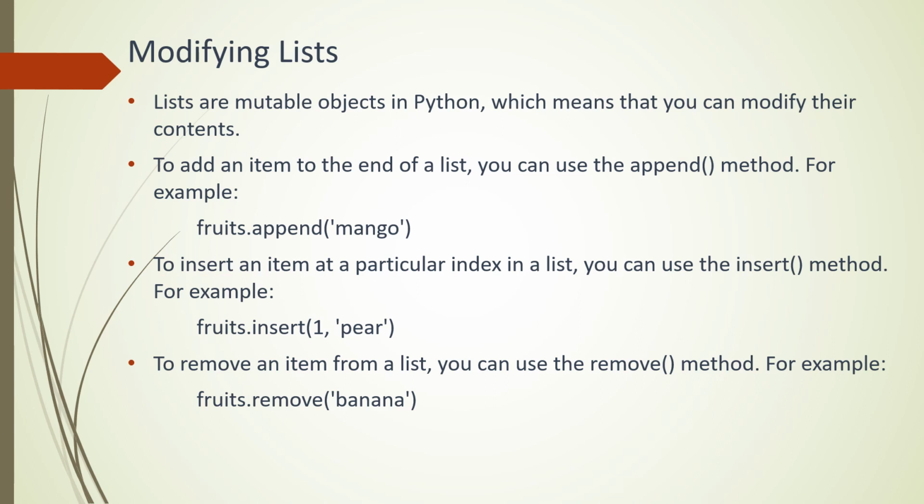So if you decide to remove an item from the list, we say fruits dot remove, we want to remove banana from the list, then we have to enclose the banana inside the brackets, which means our new list, if you execute that, you're going to get apple, pear, and orange.